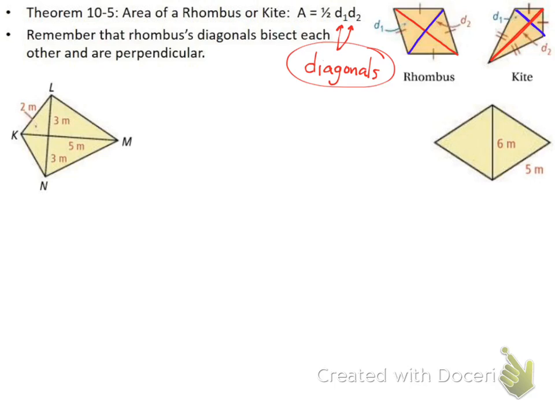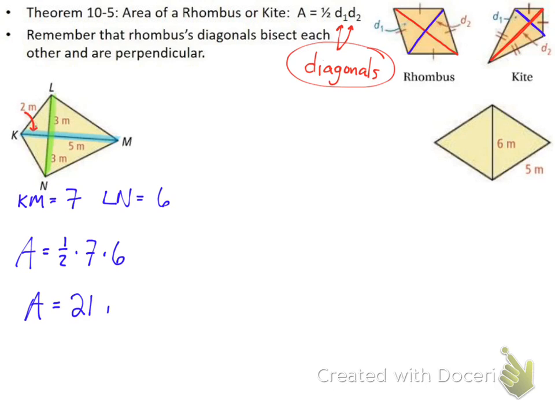And so when I'm doing this, this 2M is supposed to be pointing towards this segment right here that I just traced, that I can highlight in blue. So that's 2. So I know that my 2 diagonals are KM, my one diagonal, and LN, my other diagonal. KM is going to be 2 plus 5, which gives me 7. And then LN, my other diagonal, is going to be 3 plus 3, which is 6. And so I can use my formula, area is equal to 1/2 times my diagonals multiplied by each other. 1/2 times 7 times 6 gives me an area of 21. And these are meters, so square meters.